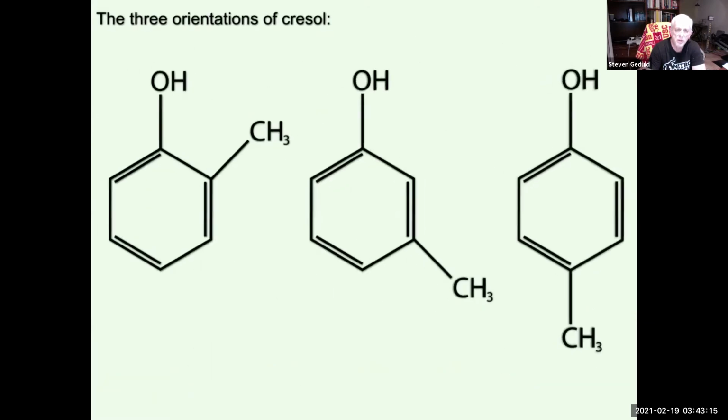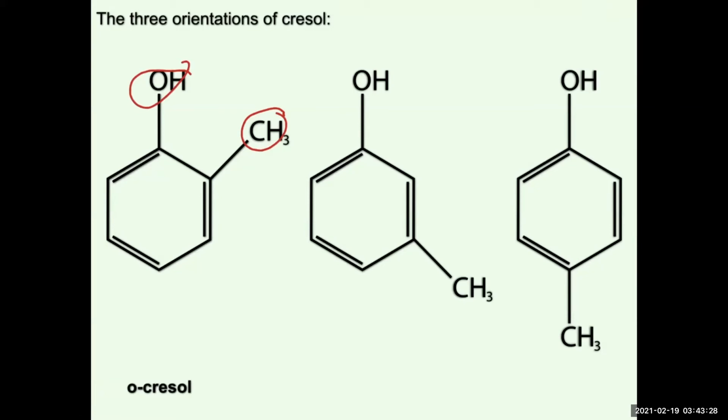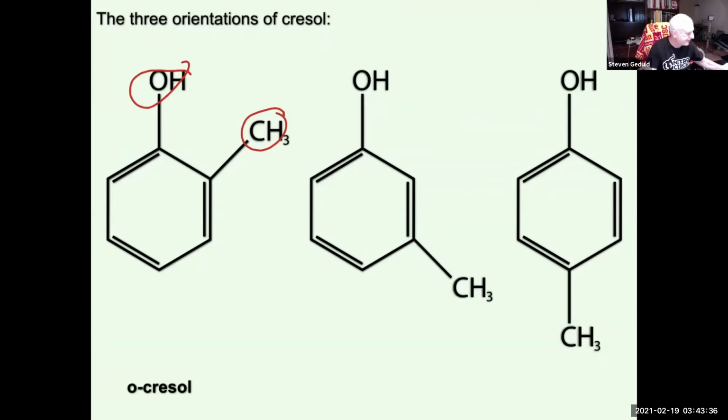Cresol. Cresol is an OH group and a CH3 group. And again, you can have ortho, meta, or para relationships, whether it's 1,2, 1,3, or 1,4. So that's ortho-cresol. That's meta-cresol, and that's para-cresol.